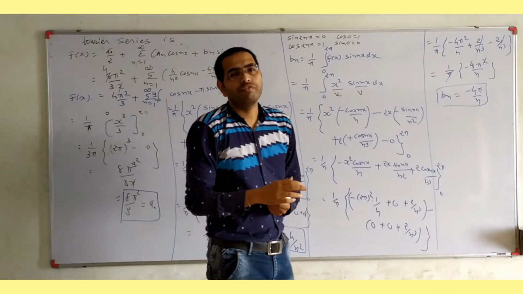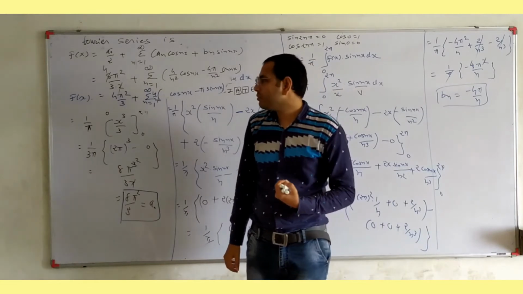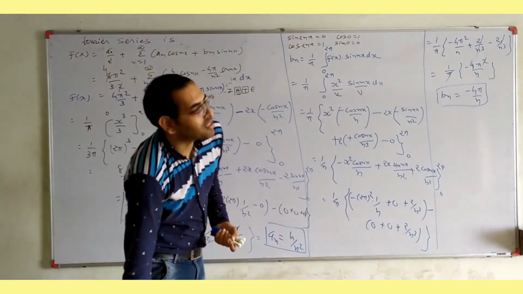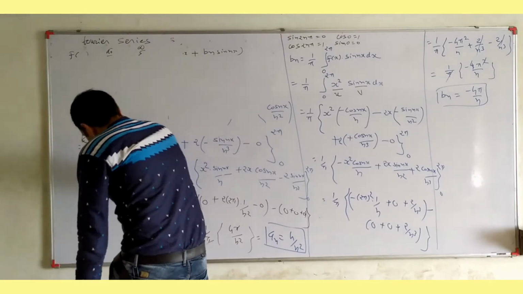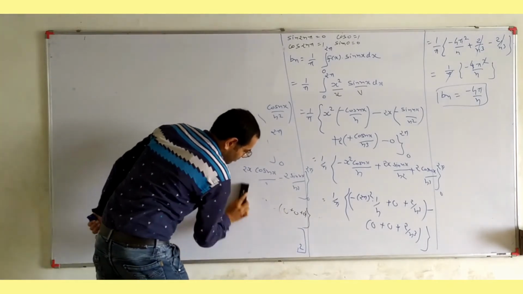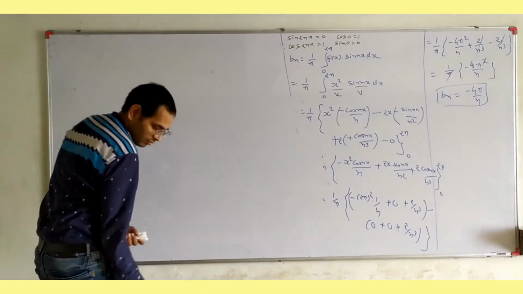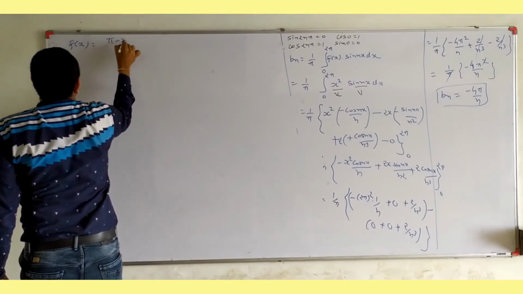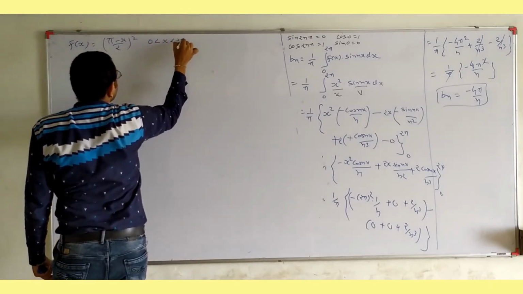In this example, we just find a0, an and bn and substitute the values of a0, an, bn in this Fourier series trigonometric equation. The next example is: find the Fourier series of f(x) equals (pi minus x) by 2 whole square, where the range of x is 0 less than x less than 2 pi.